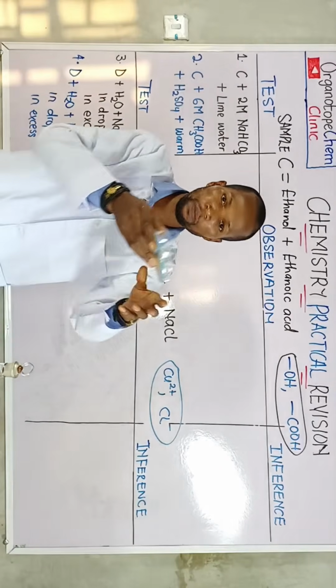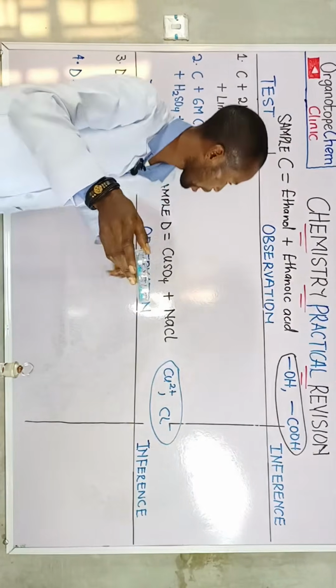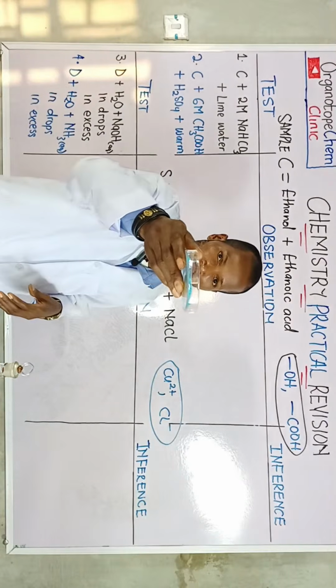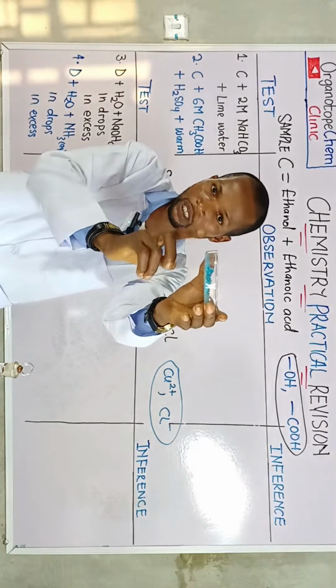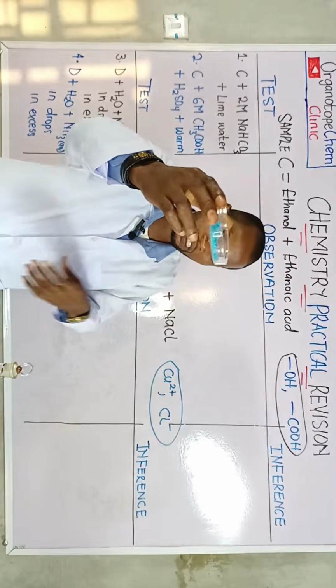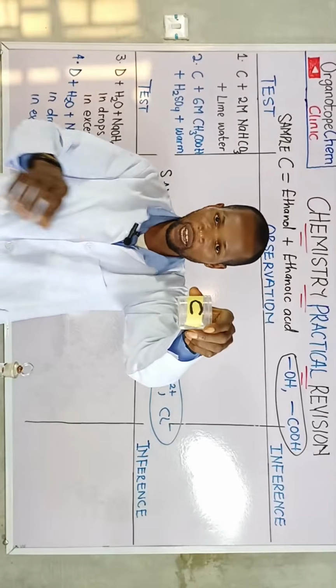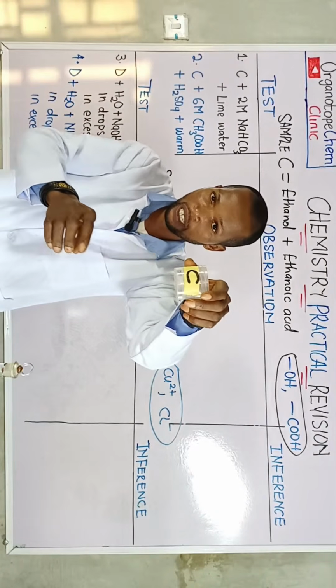And in the Petri dish right here, we have the copper(II) sulfate and sodium chloride. Okay, this is sample D. So it will be served in a Petri dish, while your sample C will be served in a separate container.